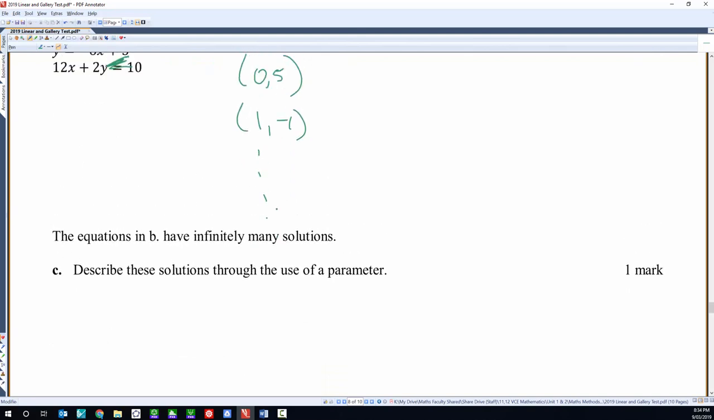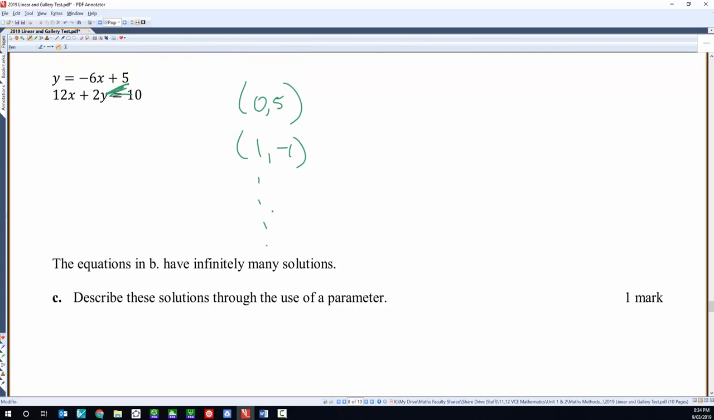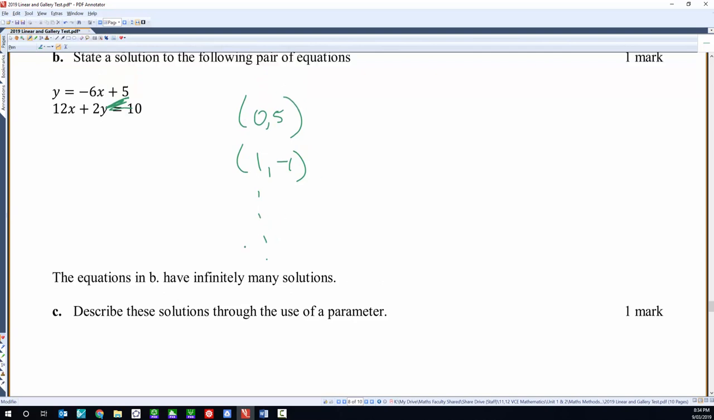So the equations in B have infinitely many solutions. We can't list them all. So what we're going to do is use a parameter to describe all of the solutions. So I'm going to say let x equal this parameter lambda. Again, we just use lambda because that's what the Cambridge textbook seems to do, and I just want to be consistent with what you've worked with in the past.